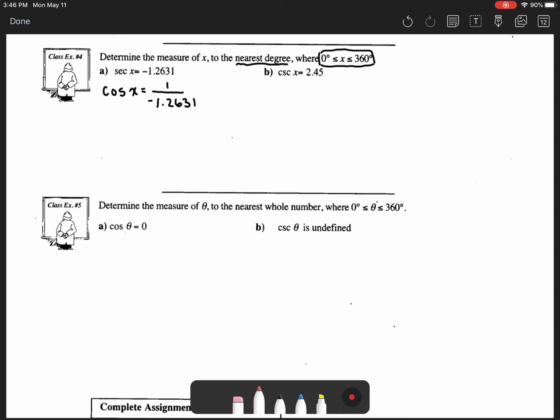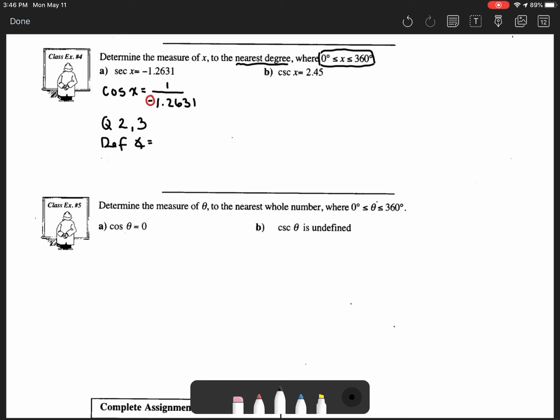Now again, at this point, I don't know the exact value of that ratio, but what I do know is that this ratio is going to be negative, because it's 1 divided by a negative number. That's going to give me a negative value, isn't it? So again, in your mind, you think about your CAST rule and you say, all right, well, which quadrants is cosine negative in? Well, cosine is going to be negative in quadrants 2 and 3. Again, next step, find the reference angle.